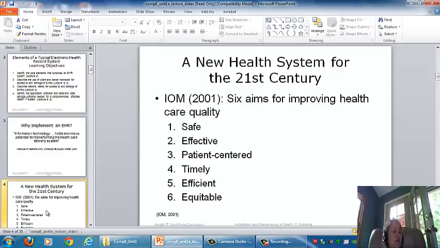The fourth was to improve timeliness of healthcare services. The fifth was to make the process of providing healthcare efficient as a whole. And the last aim was toward eliminating disparities among diverse populations, making sure all patients have equal access to healthcare.